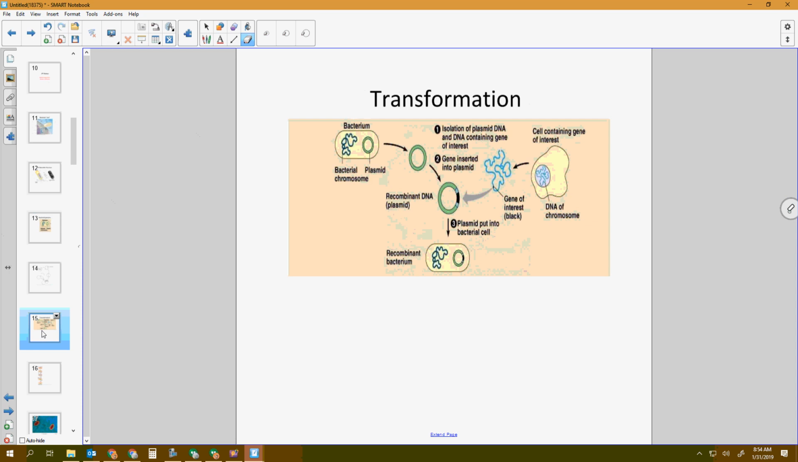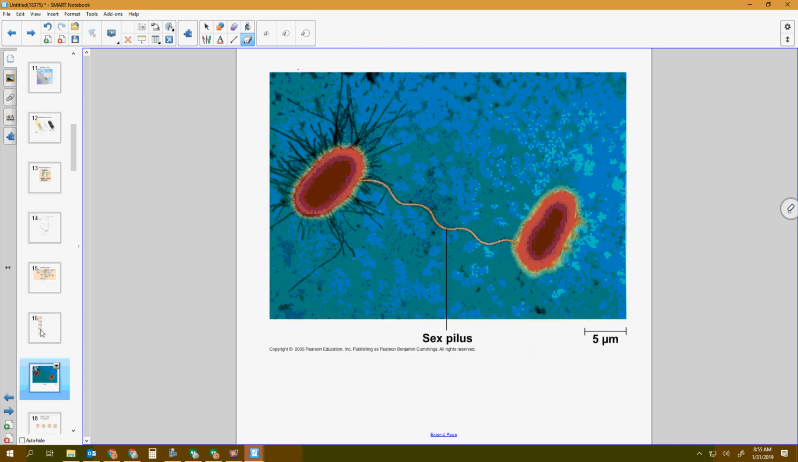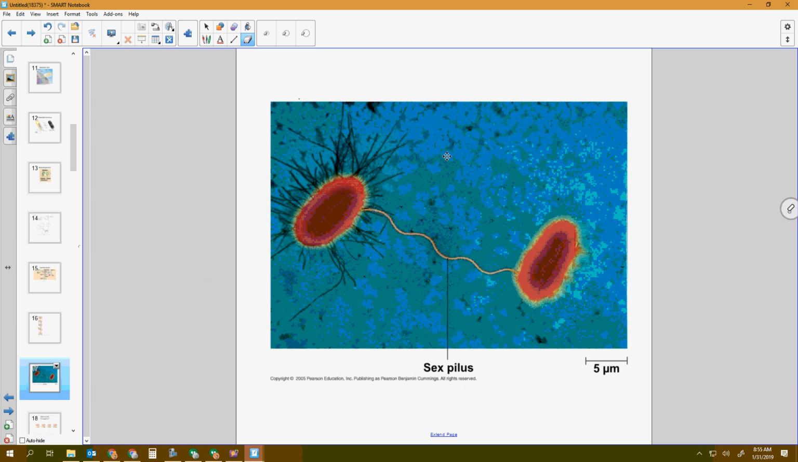Take transformation, for instance, where bacteria take up DNA from an outside source. What is that DNA that they're taking up? Nine times out of ten, it's some sort of plasmid. Transduction. We haven't talked about that, but we have now talked about viruses, so you can get the idea. Transduction is where viral DNA has affected that bacteria. And so we've talked about now the lytic and the lysogenic cycles, and so you can get more of an idea of that. And with bacterial conjugation, I have the word up here.